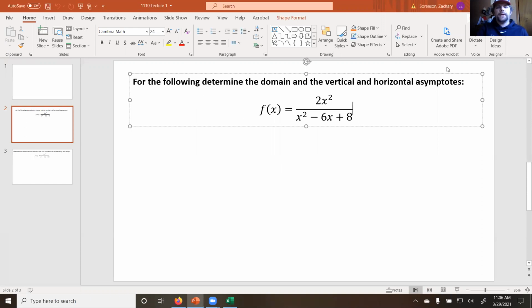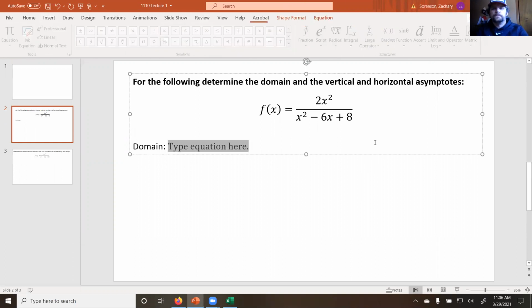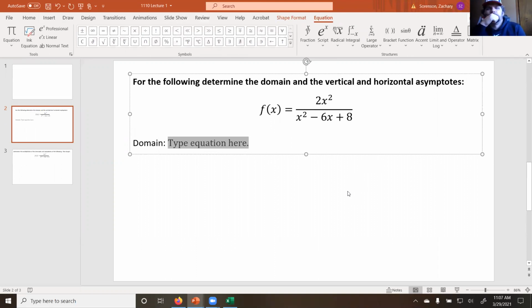So let's start with the domain of this function. How do I find the domain? We've done this before. Any ideas? I want to find the domain of this function. Remember, when we're doing domain, there's kind of those three different cases we look for.